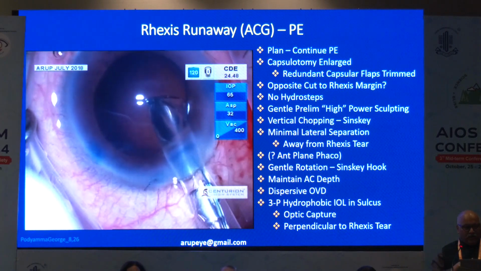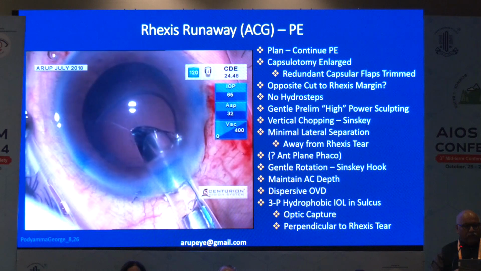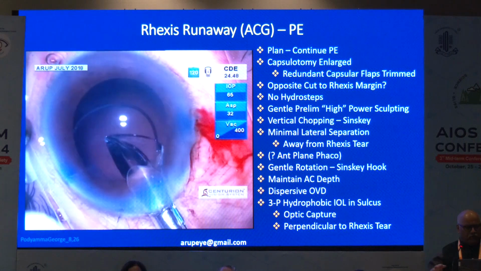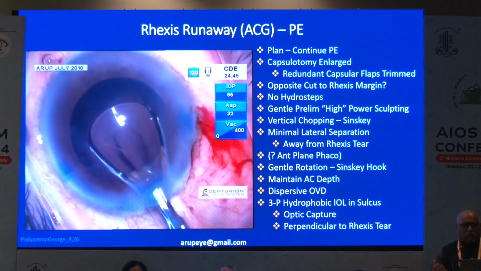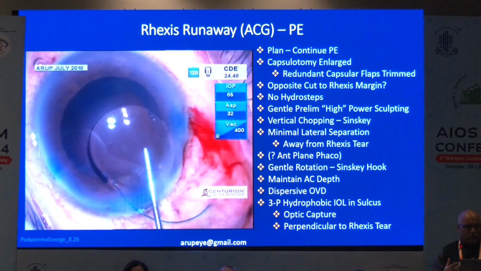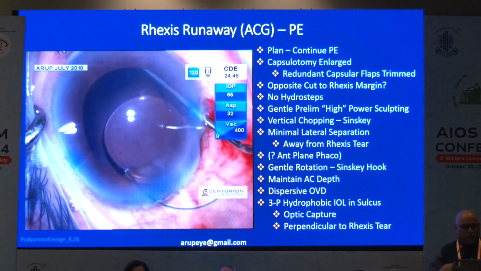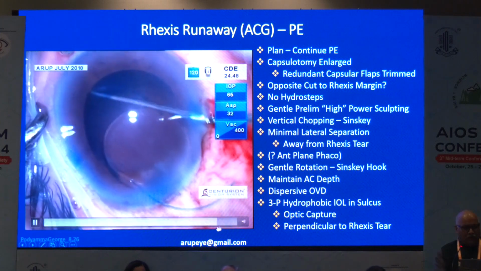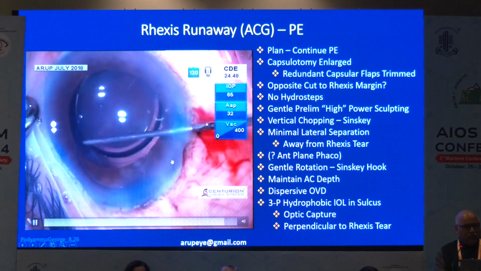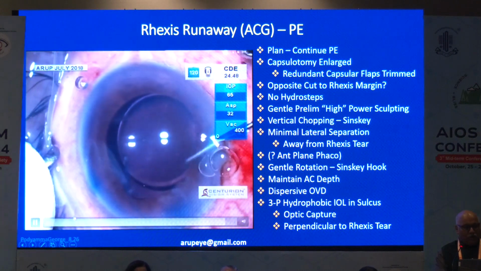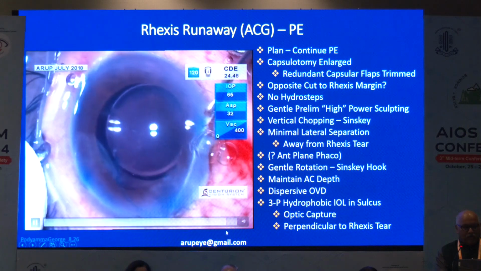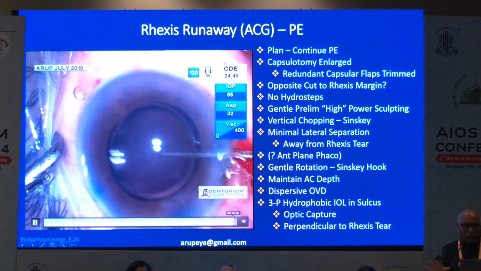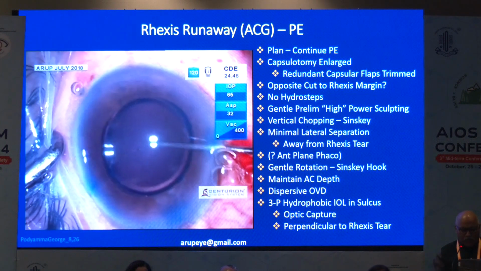So I thought I had kept the leading haptic in front of the capsule, but so much manipulation was involved, with pronation and supination of the joints. At one point I was not really sure where the leading haptic landed up. So I injected some more OVD, and then brought it up with the Sinskey hook from the side port into the anterior chamber. The trailing haptic was placed by a compression technique. I try not to dial these cases, so you can ensure that the haptics are placed in the sulcus, and that the optic is captured posteriorly. So the optic is locked in place.